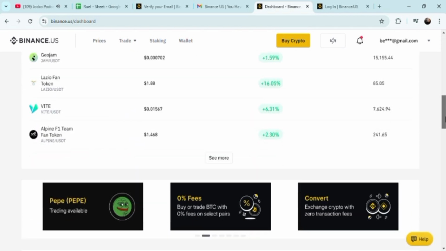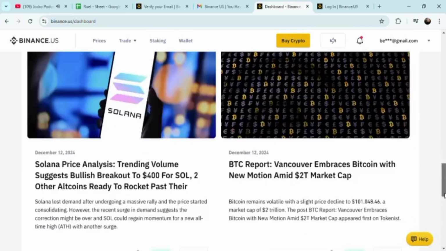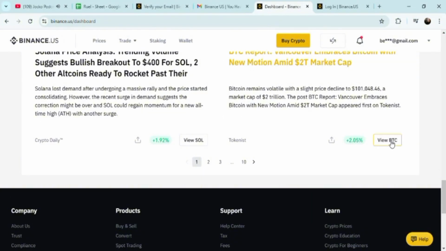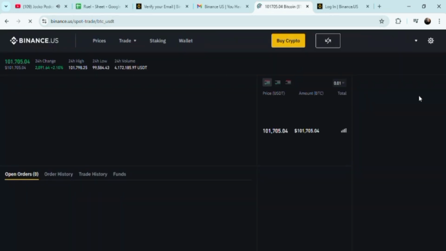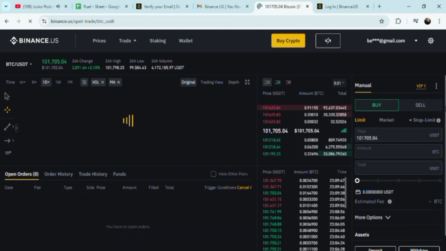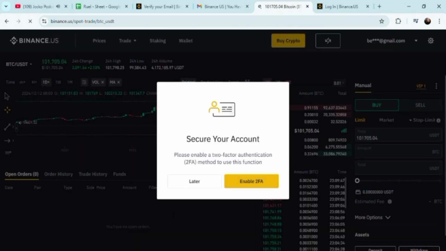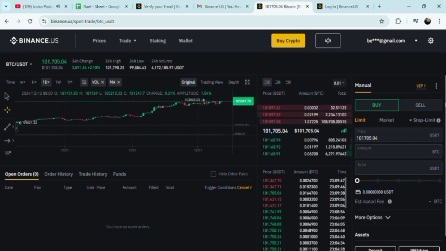Now to go to the actual trade-off, just scroll down and click on view BTC, right? And it'll take you to a page like this where you could do a practice trade, or you could trade for real. Okay, secure your account. You're going to be encountering this one, especially if you have a new account.